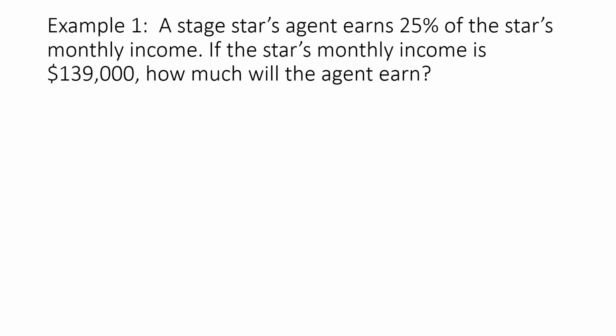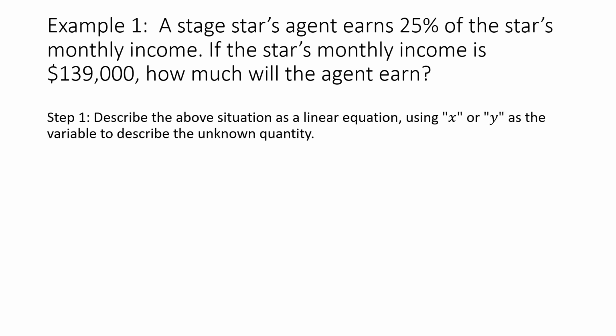Example 1, a stage star's agent earns 25% of the star's monthly income. If the star's monthly income is $139,000, how much will the agent earn? So in step 1, I'm just going to describe the above situation as a linear equation using x or y as the variable to describe the unknown quantity. So I'm just setting up an equation here. I'm not actually solving it for the first step.